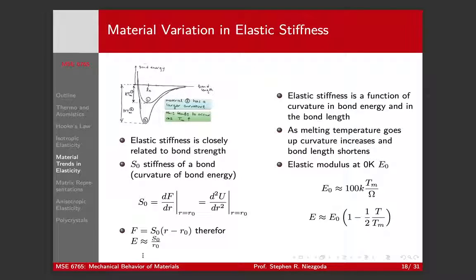So we can say that our elastic stiffness, or Young's modulus, is basically going to be the stiffness divided by the bond length. Right, so our Young's modulus is a function of both the curvature of our bond energy and the bond length. Right? And there's trends, right? As melting temperature of our sample increases, the curvature goes up, meaning our well is deeper, and the bond length shortens.